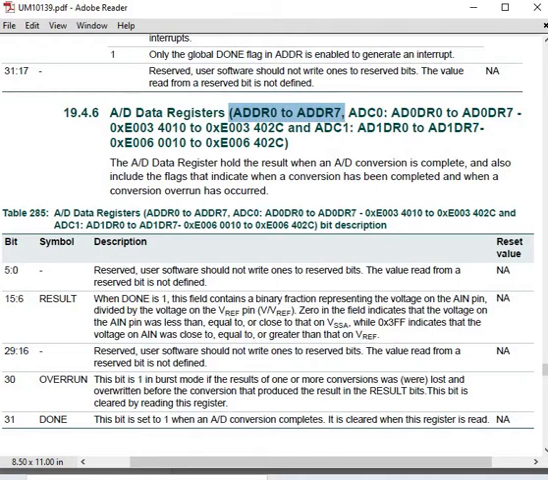So we start with the done bit. The done bit is bit number 31. This bit is set to 1 when the analog to digital conversion is completed. For an accurate result, you need to wait until this value is equal to 1 before reading the result bits. It is cleared when the register is read. So this is the done bit.